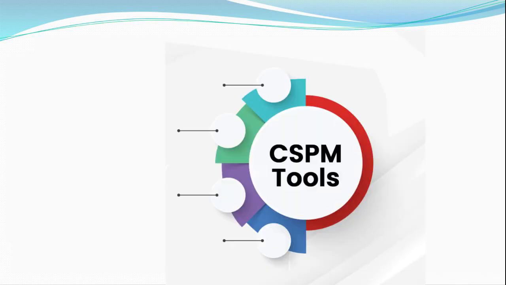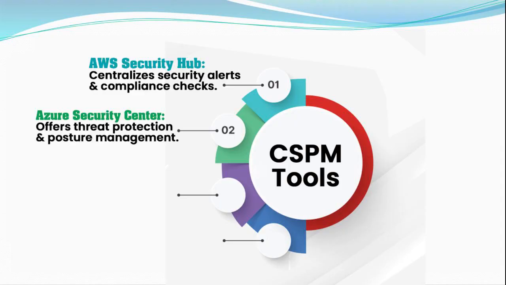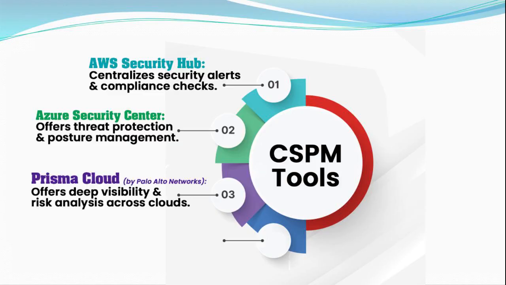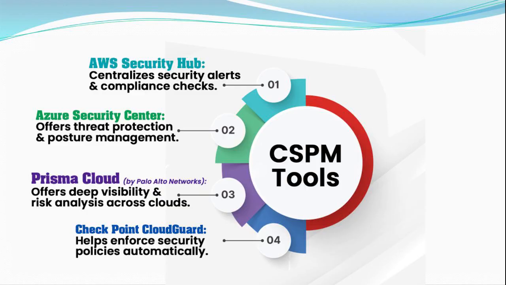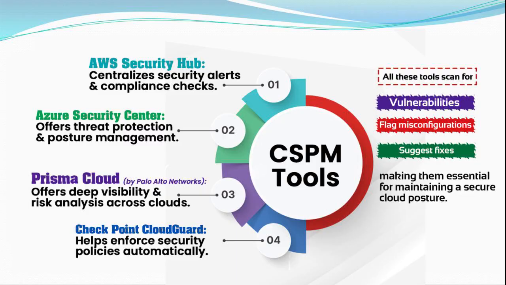Here are some popular CSPM tools. 1. AWS Security Hub centralizes security alerts and compliance checks. 2. Azure Security Center offers threat protection and posture management. 3. Prisma Cloud, by Palo Alto Networks, offers deep visibility and risk analysis across clouds. 4. Check Point CloudGuard helps enforce security policies automatically. All these tools scan for vulnerabilities, flag misconfigurations, and suggest fixes, making them essential for maintaining a secure cloud posture.